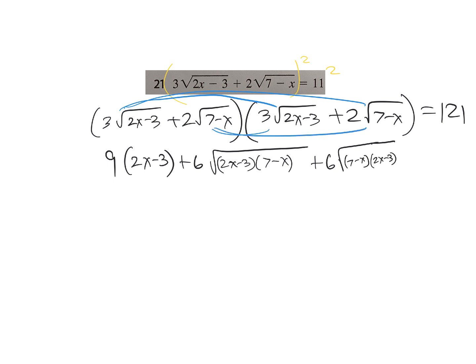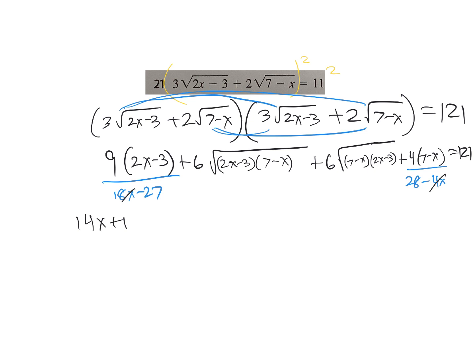And then the final one, you have plus 4 and the 7 minus x, because the square roots cancel out. So let's go ahead and look at the basic things first. Let's distribute those. That's 18x minus 27, and this is 28 minus 4x. Let's put those together. 18x minus 4x is going to be 14x, and you have negative 27 plus 28. Okay, that's plus 1. All right.